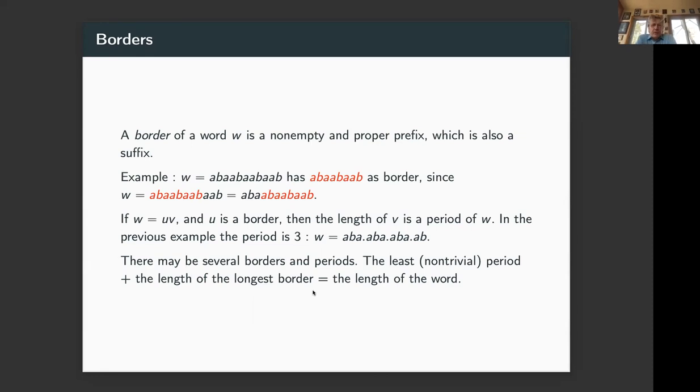There may be several borders and periods. If you add the least non-trivial period and the length of a longest border, this is equal to the length of the word. So this means that borders, length of border and periods are related. I cannot say more, that's what is written there. If you know the length of the longest border, you also know the least period.